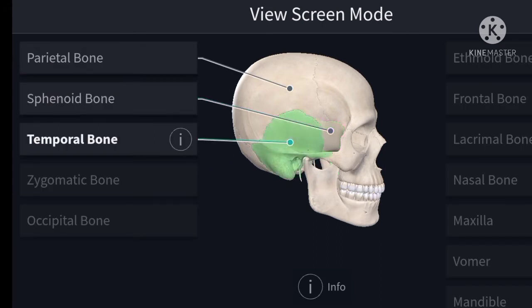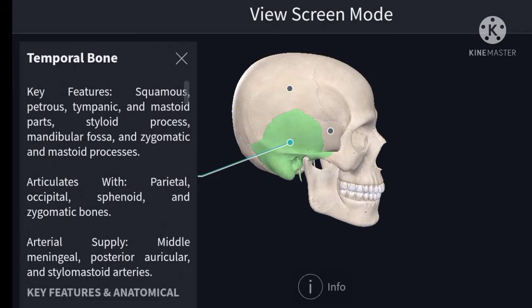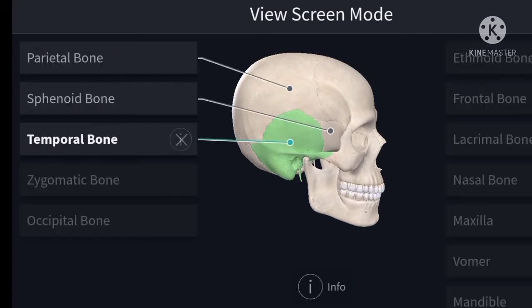Now we will talk about the temporal bone. As you can see here, this is a temporal bone and it is also a type of irregular bone and it is located in the neurocranium. It articulates with the parietal bone, occipital bone, sphenoid bone and zygomatic bone, and it is supplied by the middle meningeal artery, posterior auricular and stylomastoid artery.